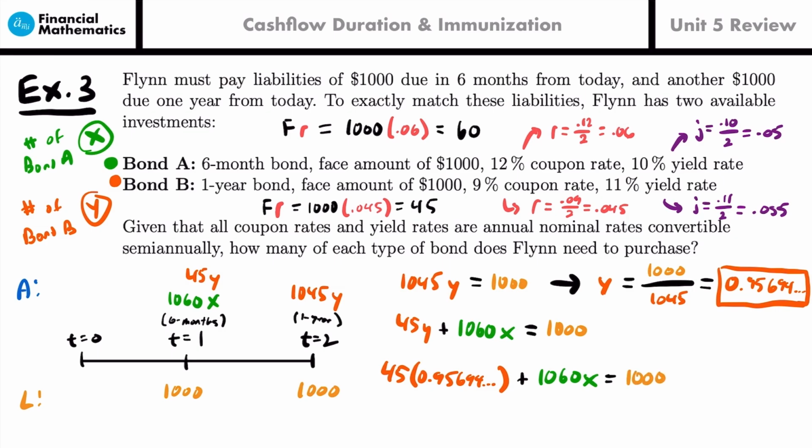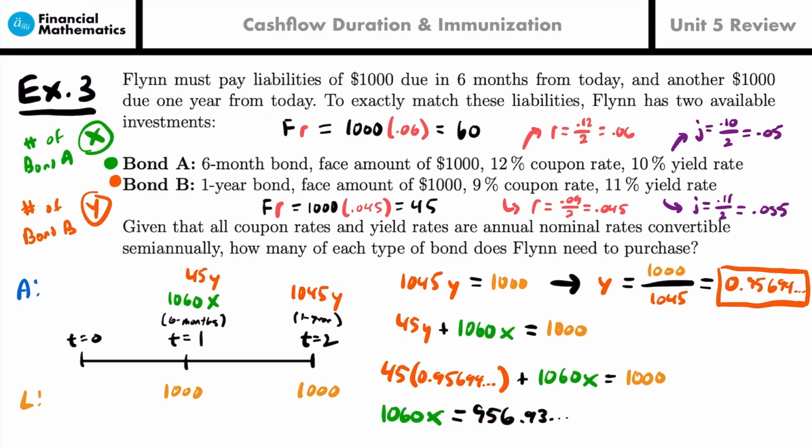And now to solve for X, first we need to isolate this term. So we want to multiply 45 by this value of Y and then subtract it from both sides of the equation. If you do that, you'll get 1,060X is equal to 956.93 and some more decimals.